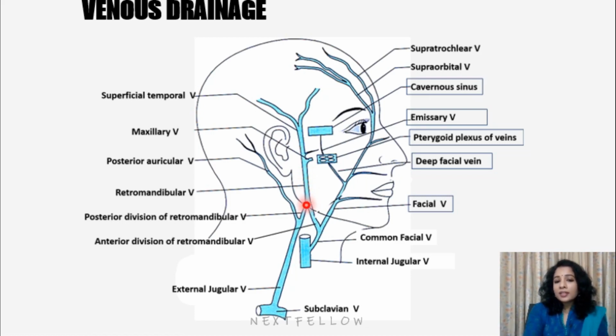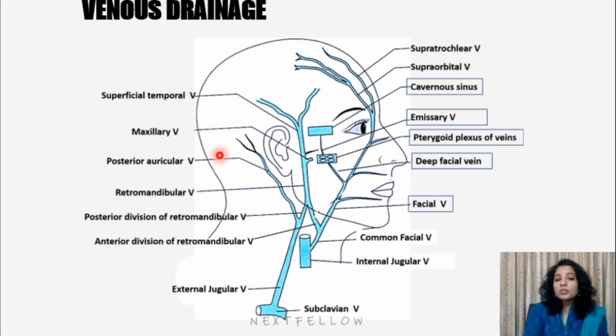The retromandibular vein, as it reaches the lower end of the parotid, divides into anterior and posterior divisions. The anterior division joins with the facial vein to form the common facial vein, which drains into the internal jugular vein, whereas the posterior division joins with the posterior auricular vein to form the external jugular. External jugular drains into the subclavian vein. So the posterior auricular vein drains the posterior side of the scalp.